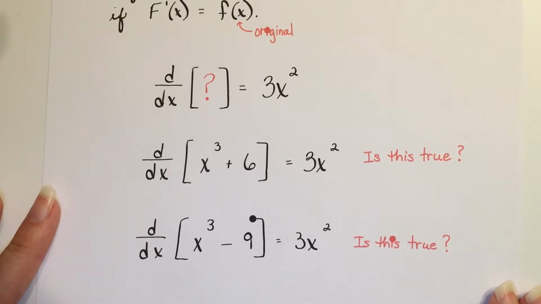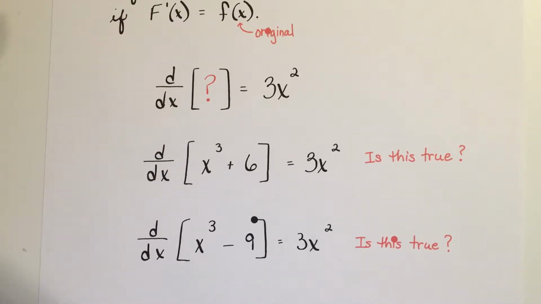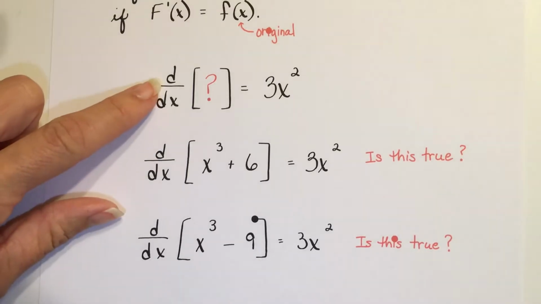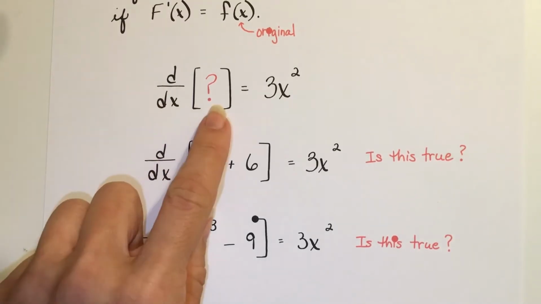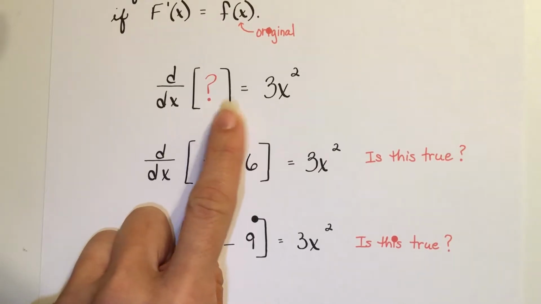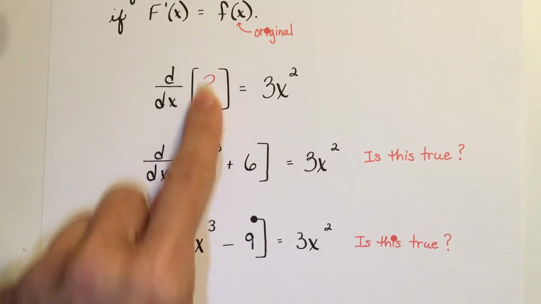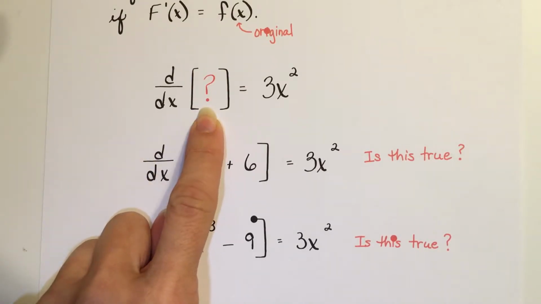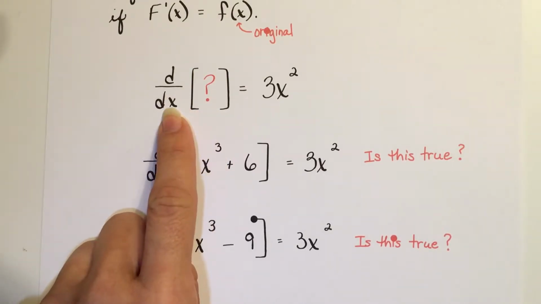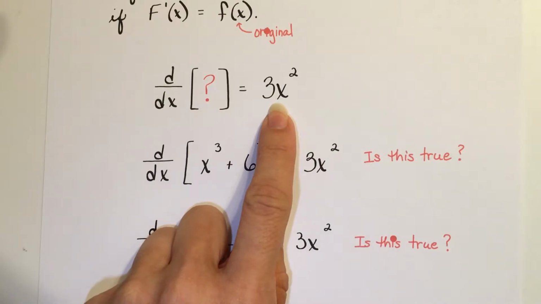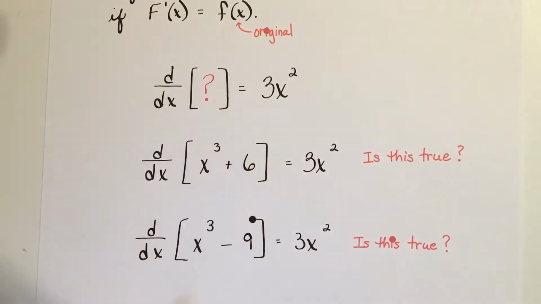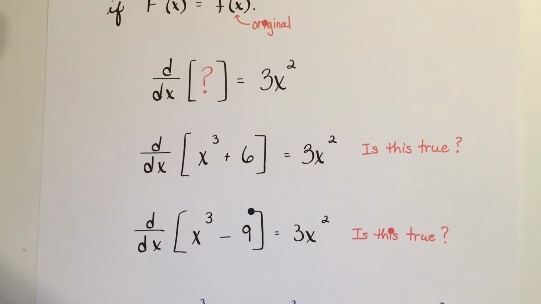So here is something you need to think about, though, whenever you're doing an antiderivative. If you're asked to find the derivative with respect to x of some function and you get 3x squared, what would this function have to be? So what function can you take the derivative of and you get 3x squared? Okay, so a couple of functions that I have written down here.